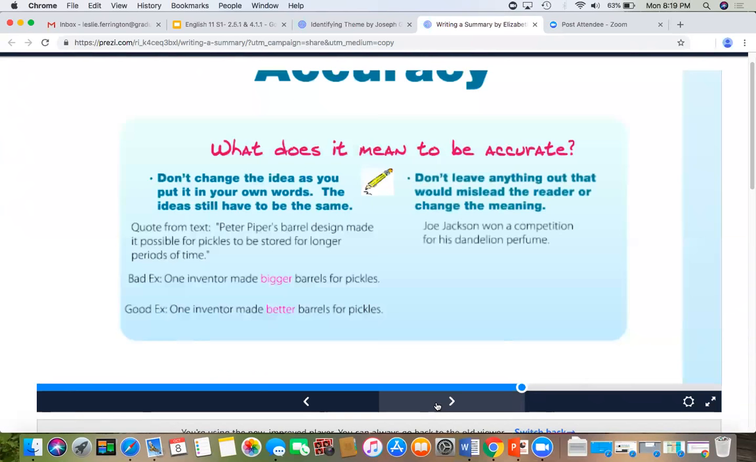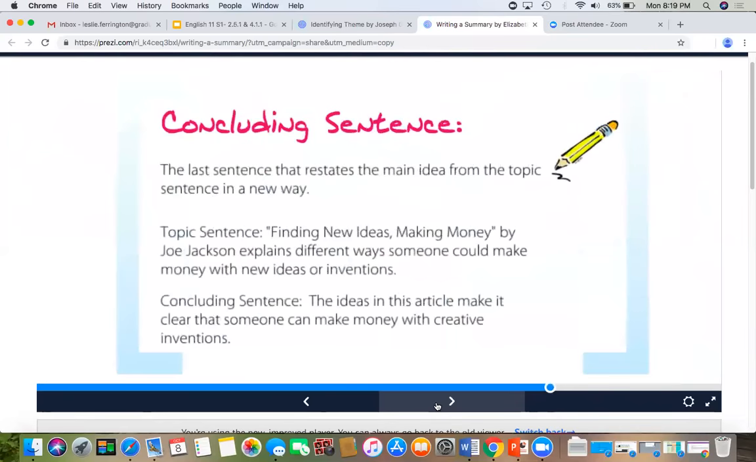So Joe Jackson won a competition for his dandelion perfume. You don't want to say Joe Jackson won a worldwide competition for his dandelion perfume if it was not actually worldwide. Concluding sentence, the last sentence that restates the main idea from the topic sentence in a new way. So topic sentence is Finding New Ideas, Making Money by Joe Jackson explains different ways someone could make money with new ideas or inventions. The concluding sentence might say, the ideas in this article make it clear that someone can make money with creative inventions.